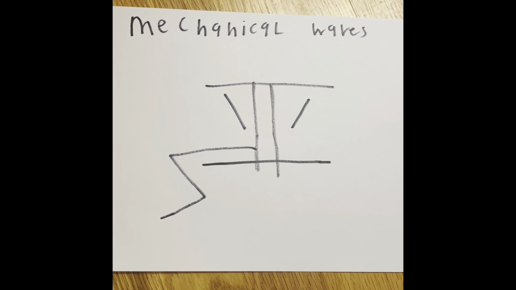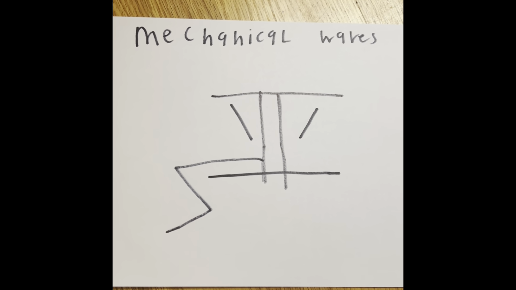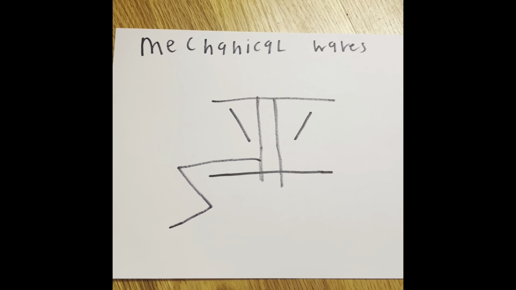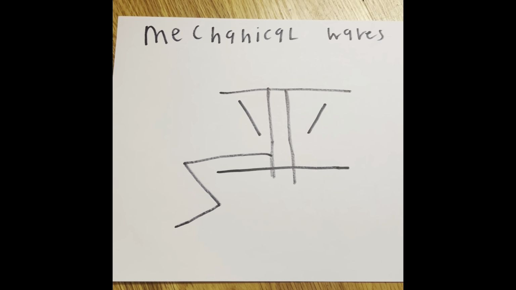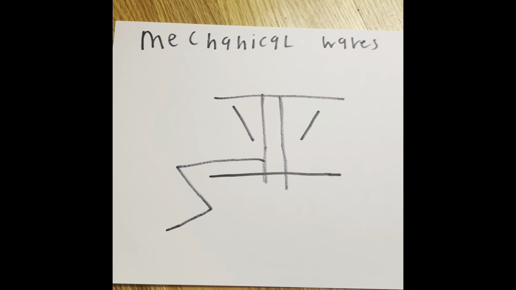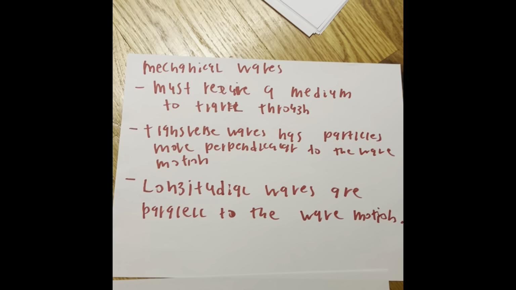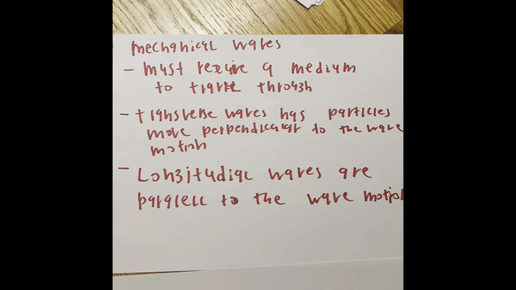So recently, we've been learning a lot about the different types of waves and how to measure them. We drew pictures. We've also been learning about how we can understand them and what they are. But what we're going to talk about is mechanical waves. Mechanical waves are types of waves that must require a medium to pass through.